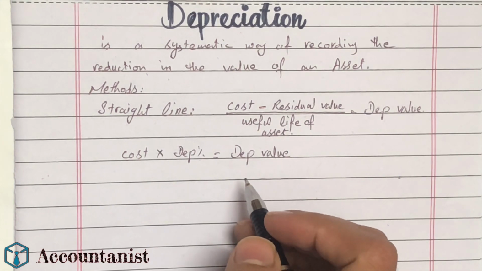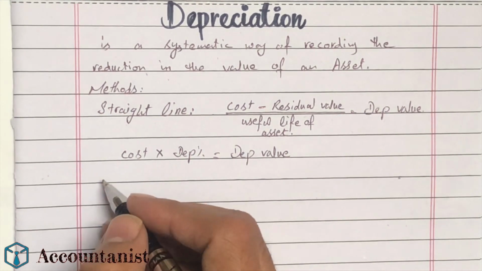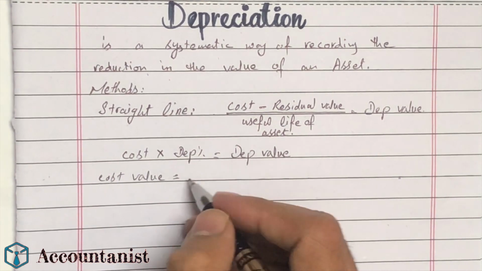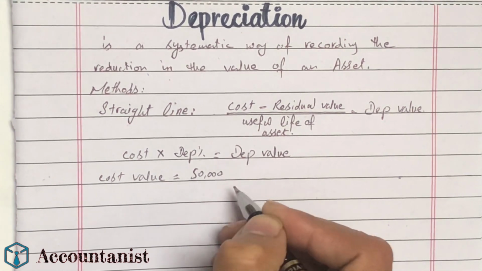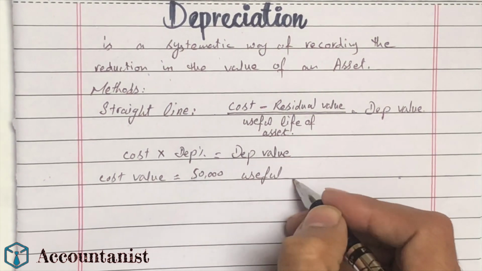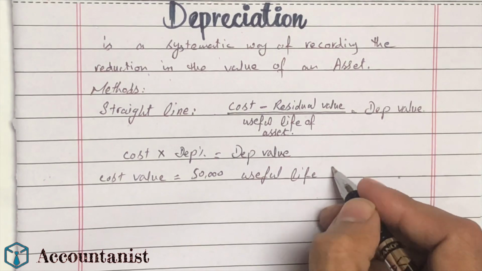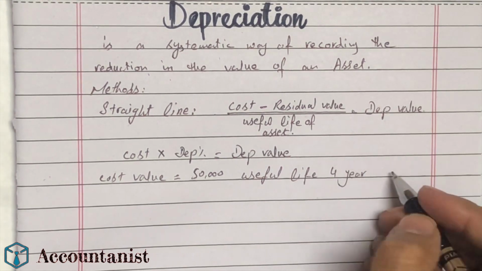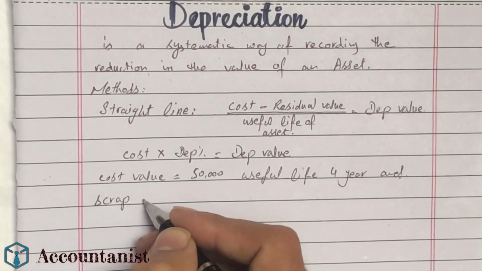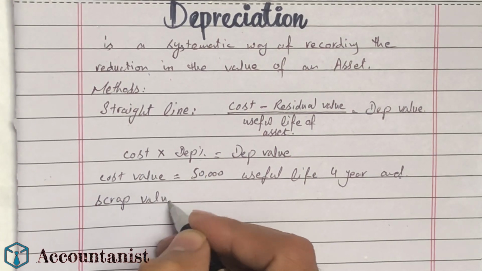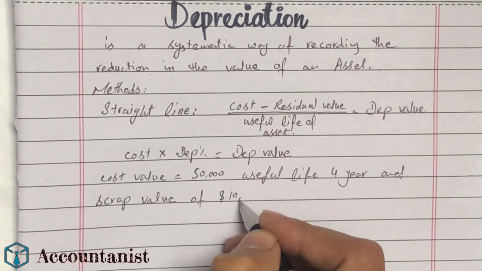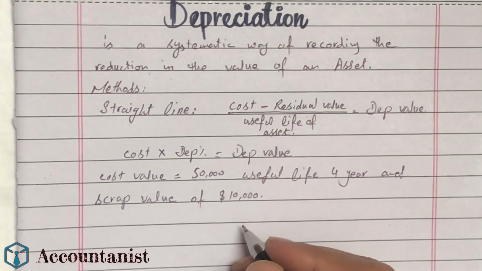We will have a look at an example. Let's see, if we have an asset with the cost value of 50,000 and we have a useful life of this asset, meaning that we will use this asset for 4 years, and after that we will scrap this asset at the value of, for example, $10,000. So how much will be the depreciation?